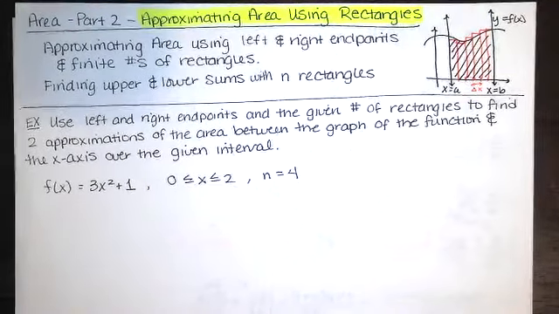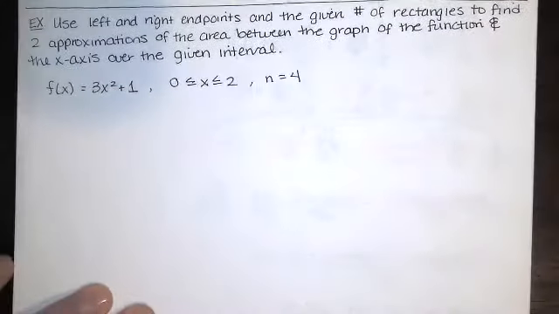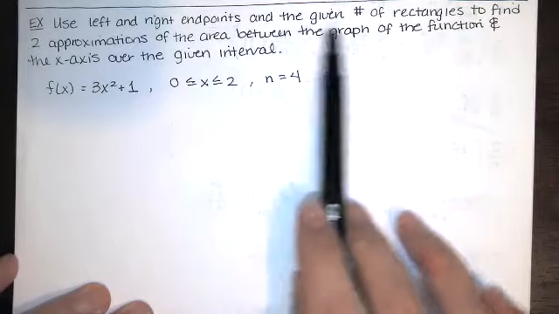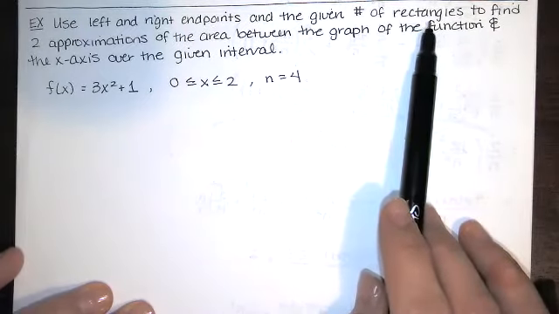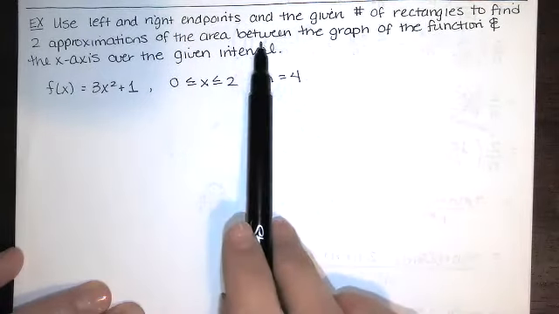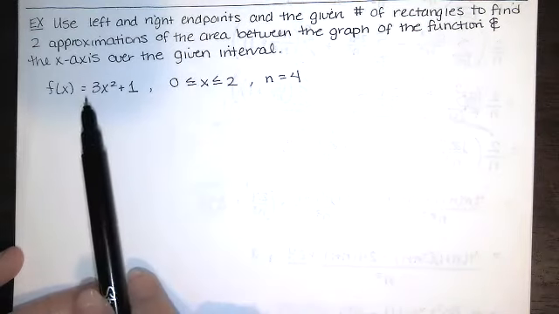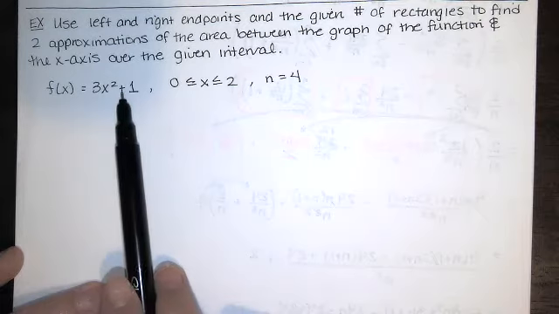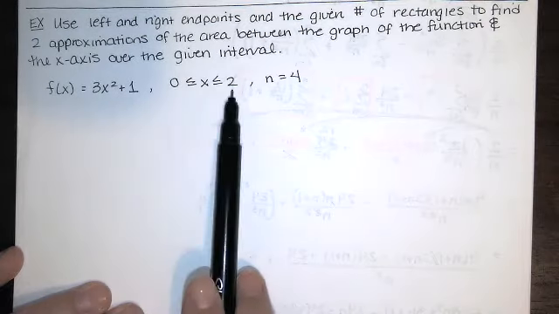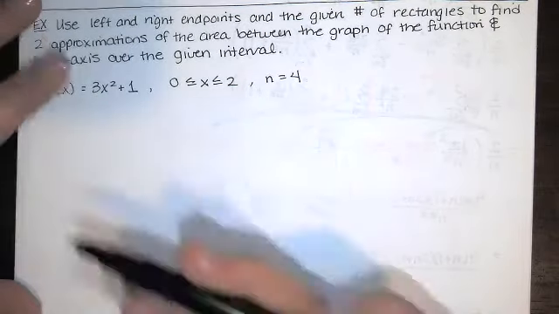And so let's do this with a given value for n. Let's say someone asks you to use the left and right endpoints in the given number of rectangles to find two approximations of the area between the graph of the function and the x-axis over the given interval. So we've got this function, and we're on the interval from 0 to 2, and n equals 4.